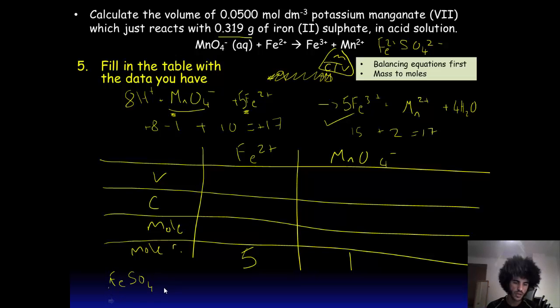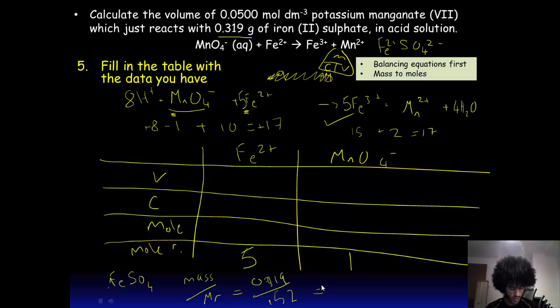FeSO4. Now I'll need the Mr of that, because what I want to work out is the mole, and I already have the mass. So the calculation we're going to do is mass divided by Mr, and that'll equal my mole. Now my mass is 0.319. Now if I add together iron, which is roughly 56, I add sulfur, which is 32, and I add 4 lots of 16 for oxygen, which is 64, that gives me about 152. Now when you do this, you'll have to use the more precise numbers from the data booklet, but I'm just doing it with these rough numbers.